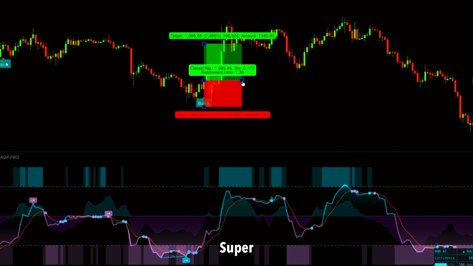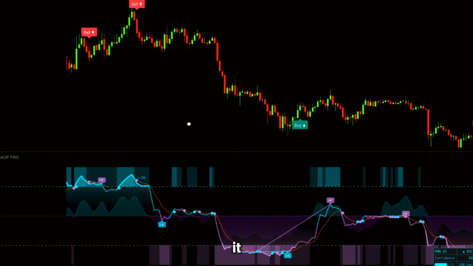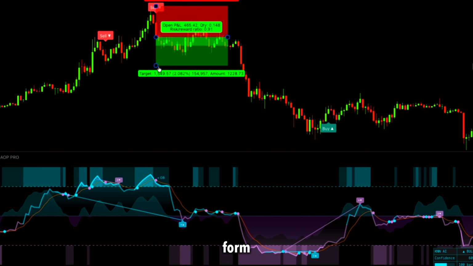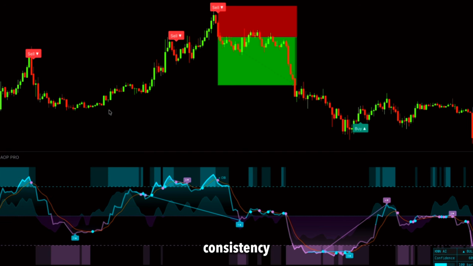The Machine Learning Supertrend adapts to market conditions automatically. The longer you use it, the better it gets. The Artemis Oscillator gives you 5 independent layers of momentum analysis in one clean panel. Together, they form a reversal trading system that catches tops and bottoms with remarkable consistency.